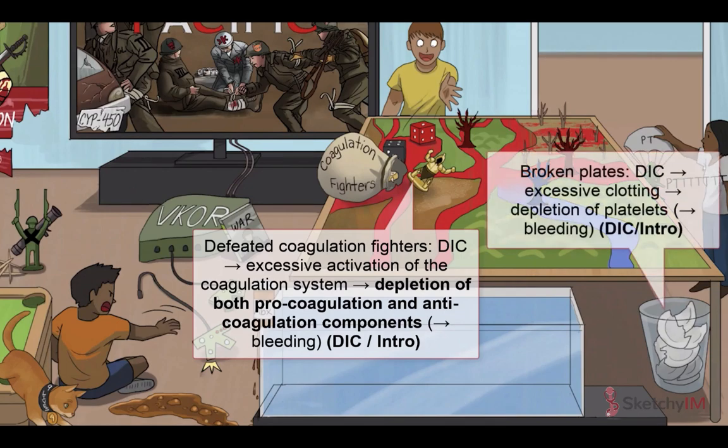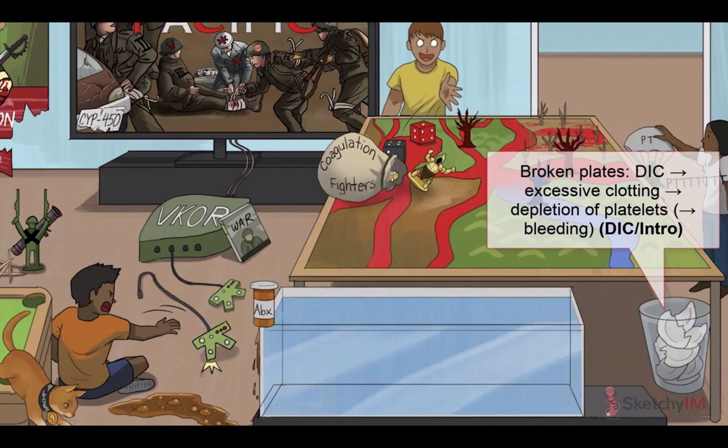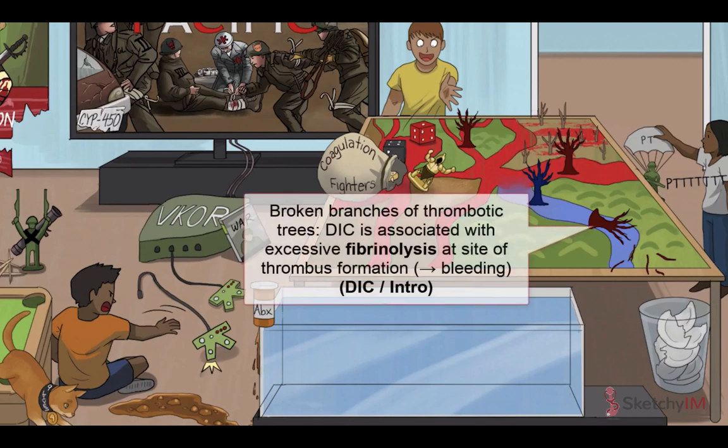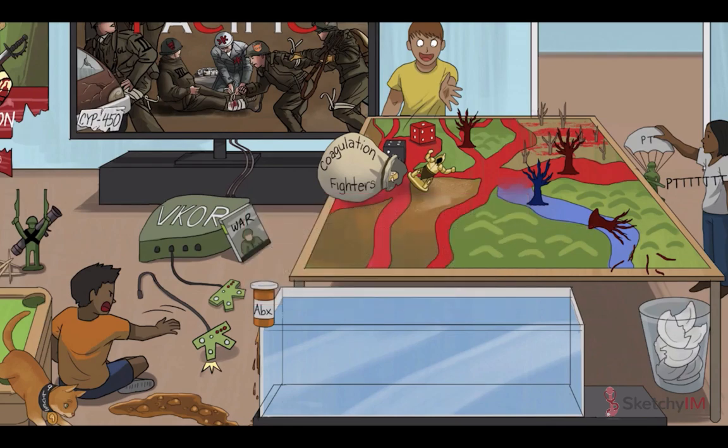Platelets are also used up, which is why this condition is known as a consumptive coagulopathy. Just consuming everything in its path. But it's not just the consumption of factors and platelets that leads to problems in DIC. There can also be excessive fibrinolysis. Just think of this fibrin tree here, getting all fibrinolysed and such.